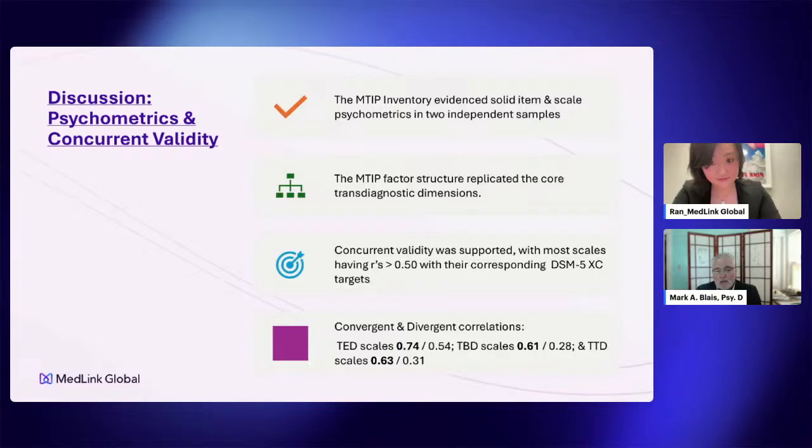Concurrent validity was supported, with most scales having correlations of 0.5 or greater with their DSM target scales, and on average, convergent correlations were much higher than divergent correlations, showing that the correlations were more specific to the intended scale than to other scales.